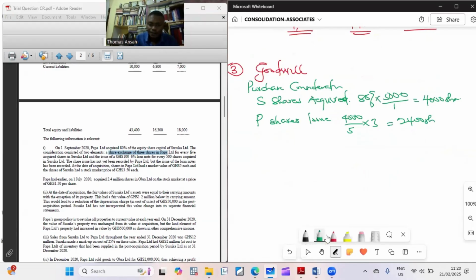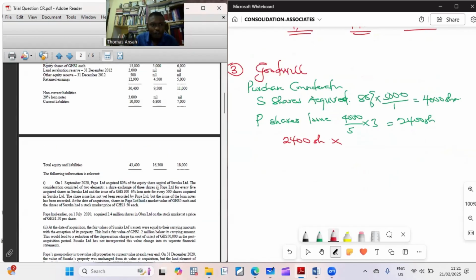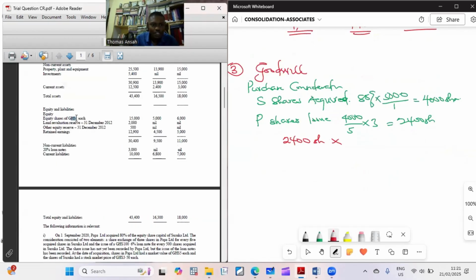And now, so you do 4,000 shares. What is the price you paid? The price you paid is, the parent's price is 5 cedis. Now watch this. It is 5 cedis. Good. However, if you check, the price of their shares has always been 1.